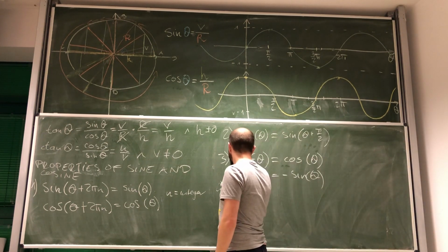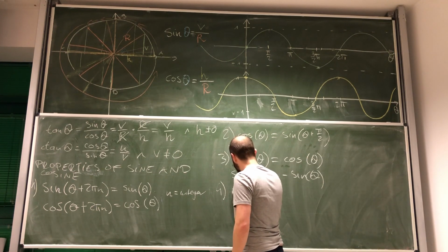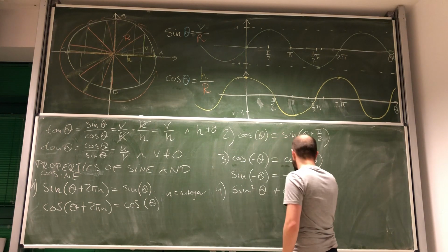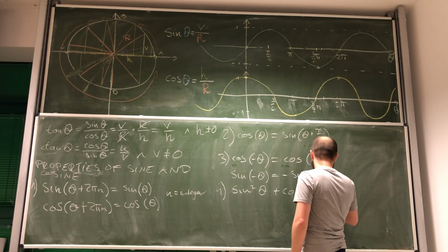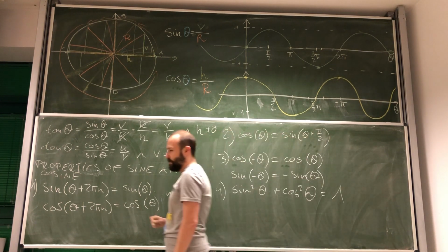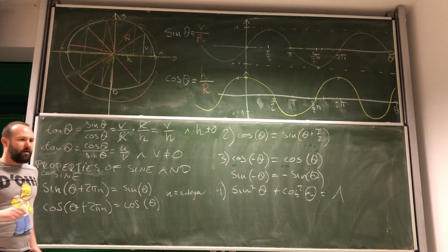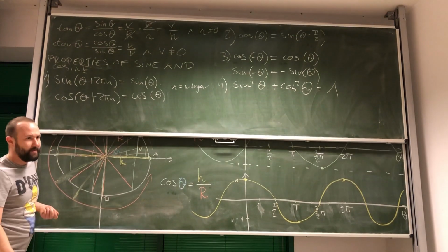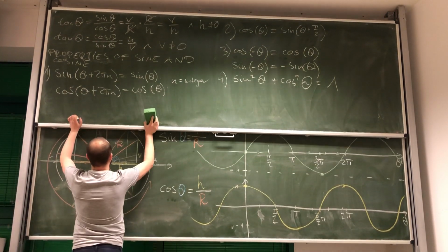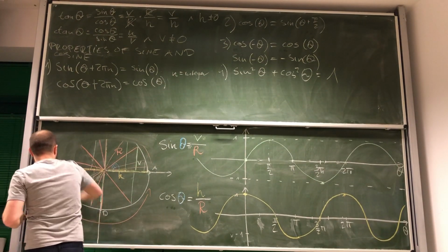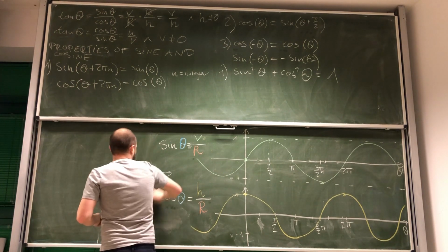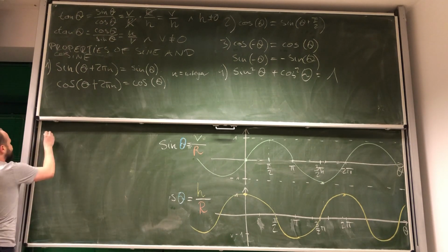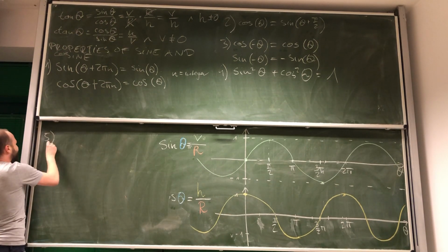Okay, then property number 4 is something you should remember from high school. Sine squared theta plus cosine squared theta is equal to 1. Okay, and so we've got just 2 more. Just 2 more. We're going to be using them a little bit later, but just once. Okay, so we've got property number 5.